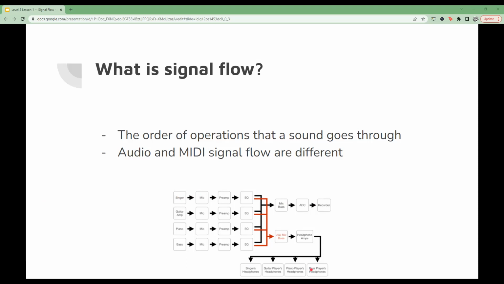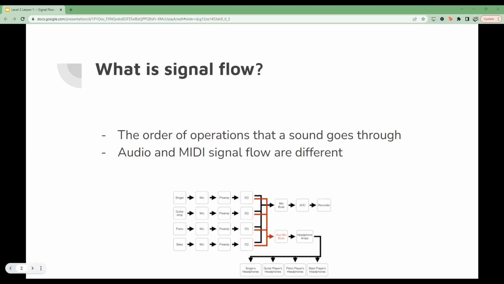It's not necessarily the type of signal flow that we will be working with today. We're going to be looking at a much simpler understanding of it, but it's still important. So audio and MIDI signal flow are a lot different. There is signal flow in MIDI too. It's not just an audio thing, because MIDI is digital audio.